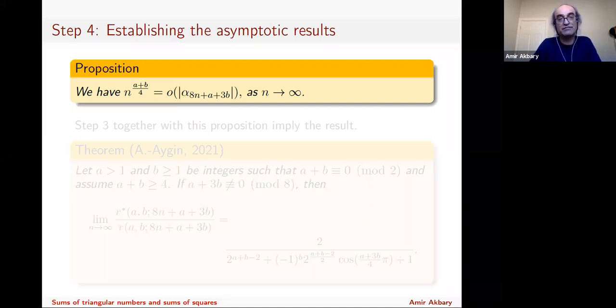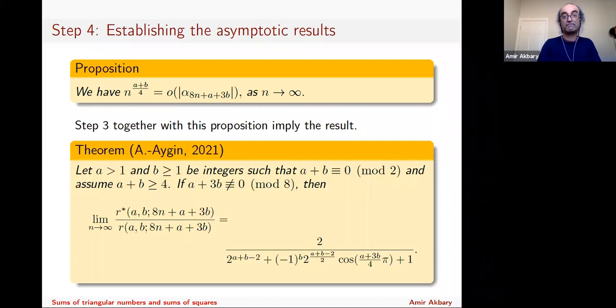Now we want to do the asymptotics. So we have to show that these alphas are large, basically. More specifically, we showed that n to the power a plus b over 4 is going to get dominated by alpha, so n to the power a plus b over 4 is little o of alpha 8n plus 3b as n goes to infinity. After showing this, we can put all this together, and we can prove that this is the first part of our theorem.